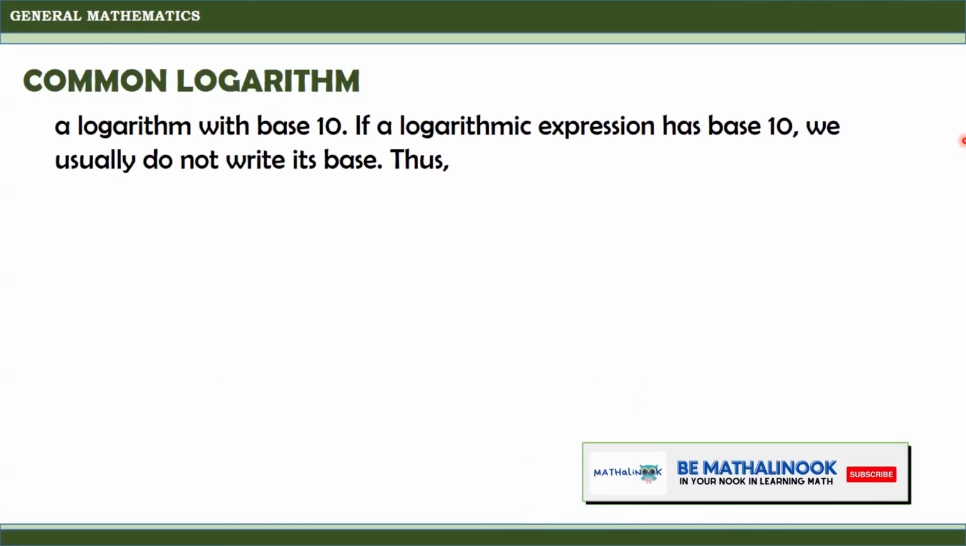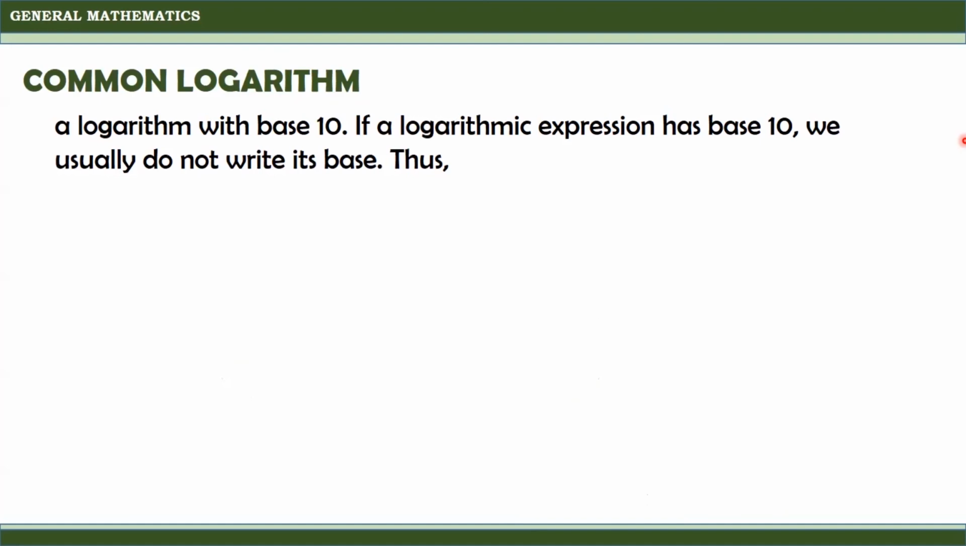Moreover, a common logarithm is a logarithm with base 10. If a logarithmic expression has base 10, we usually do not write its base. Thus, if we have logarithm of x to the base 10, then it can be written as logarithm of x. Note that if you do not see any base in a logarithmic expression, it doesn't mean that the base is 0. The base is automatically equal to 10 and the logarithmic expression is a common logarithm.